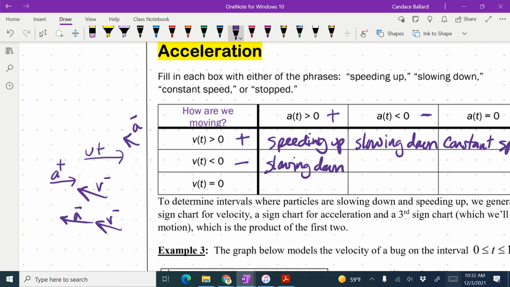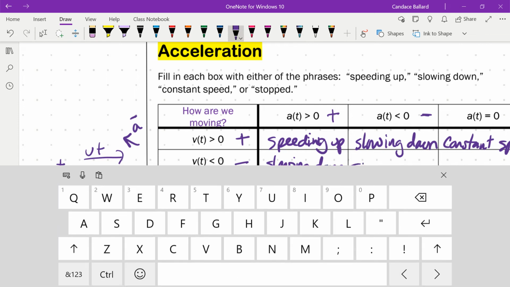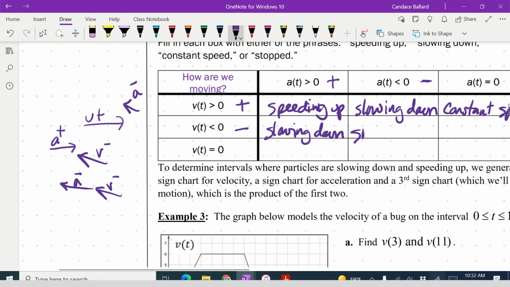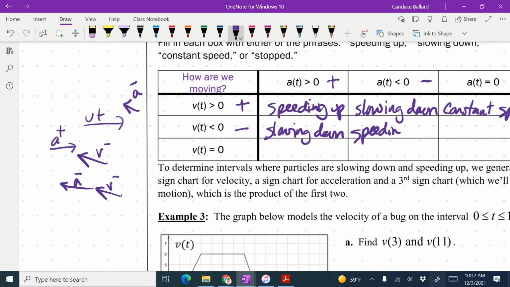So my velocity is traveling to the left. My acceleration is going to pull me more to the left. What's going to happen? I'm actually going to speed up, right? Because I'm getting pulled more that direction, and it's going to help me out, okay? So I'm going to speed up. And it seems really weird to be going negative and to speed up, right? It's counterintuitive to what our thoughts are.